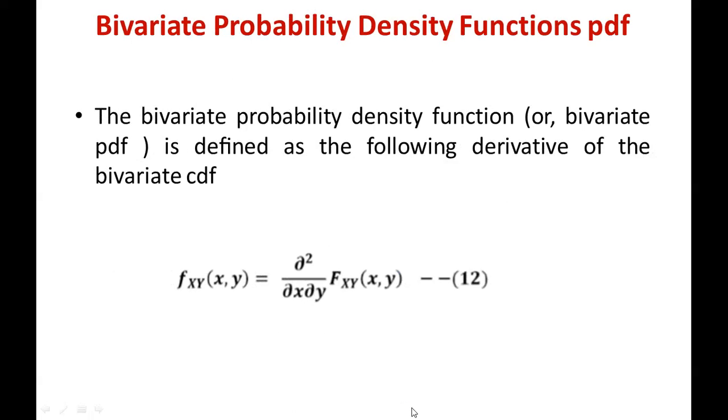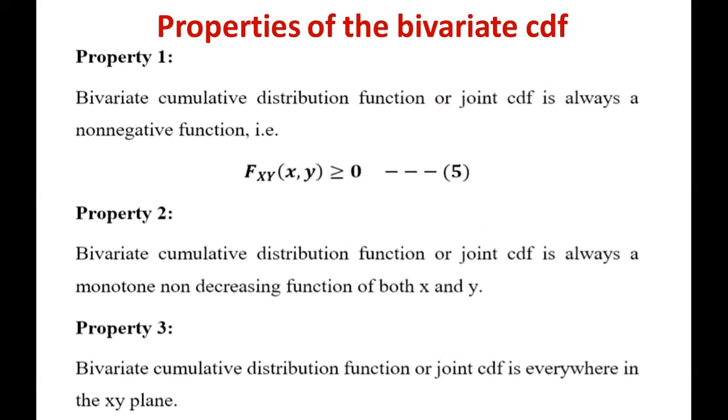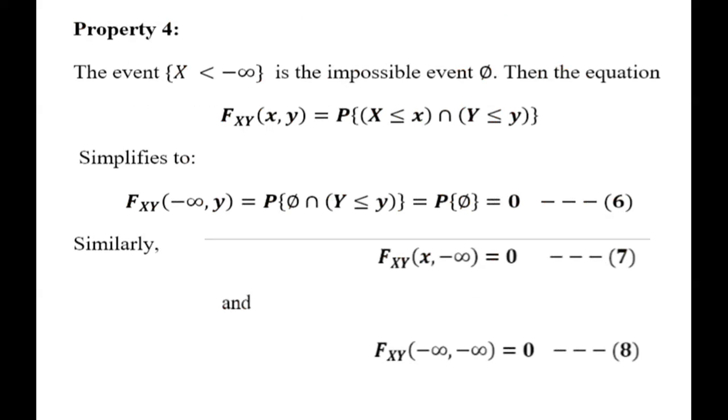So let me brief. We have looked at the 4 properties of the bivariate CDF. First property, non-negative function. Second property, non-decreasing function. Third property, it is your CDF in the XY plane. Fourth property, the CDF of the bivariate random variable is the intersection of the probabilities of individual random variables, with the different cases.